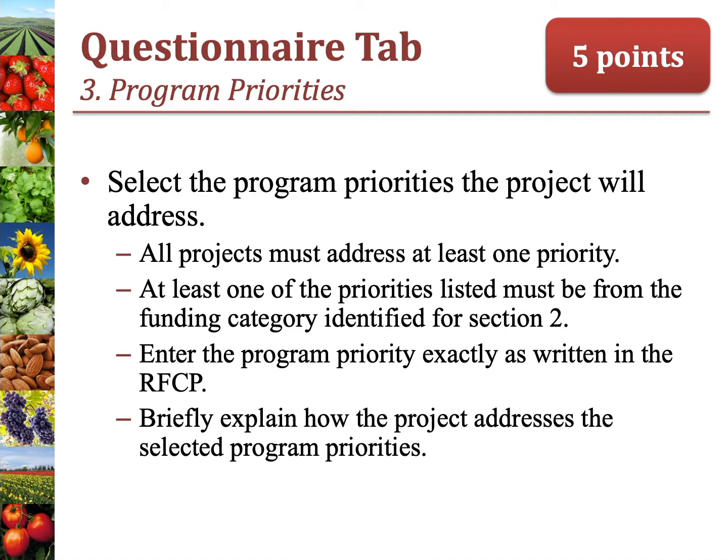And please note that proposals that select multiple program priorities do not receive extra consideration. At least one of the priorities listed must be associated with the funding category you identified for Section 2. We also ask that you copy and paste the program priorities exactly as written in the RFCP. Please do not alter them in any way. And provide a brief explanation of how the project will address each priority selected. And this question is worth 5 points.